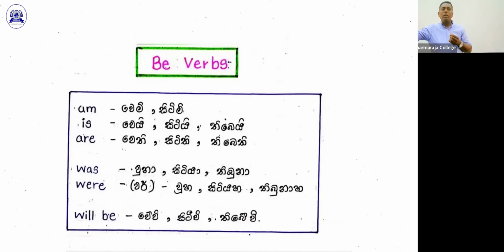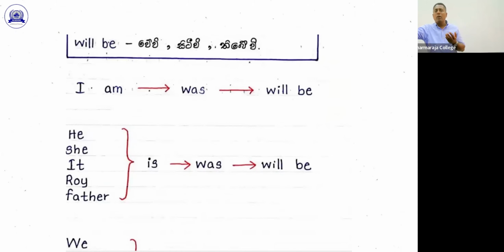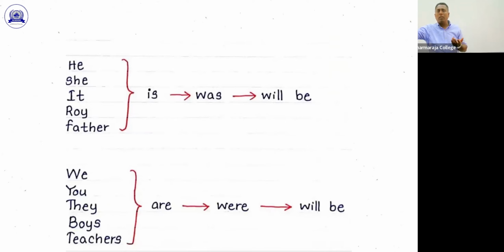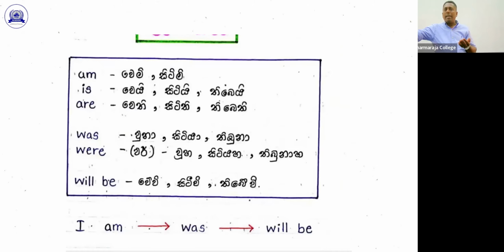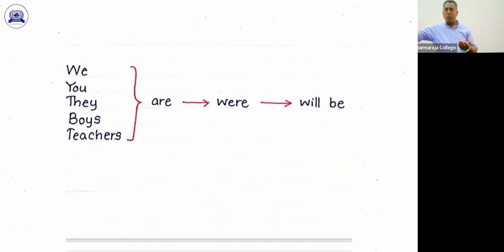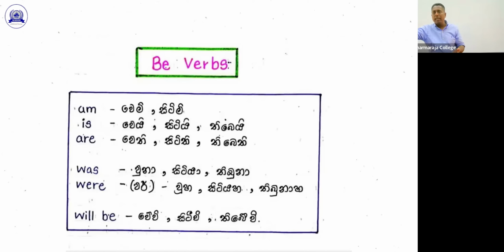Now the past tense: was. Now, instead of am, is, it becomes was. It refers to the past. I was. He was. She was. It was. Roy was. Father was. Then the past tense of are: we were, you were, they were, boys were, teachers were, the books were. The last one is future tense: will be. I will be, we will be. So you have to learn by heart.